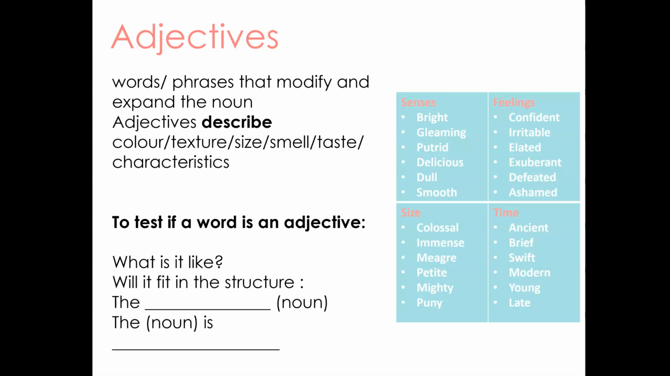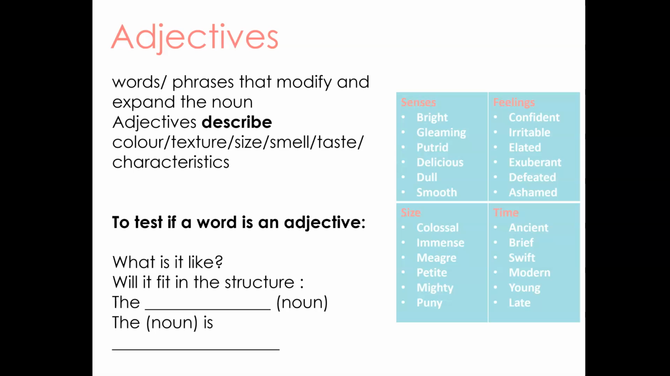Adjectives can also describe the size of something, give us a sense of its power or weakness, its strength. So they might show us that something is huge, it's colossal, immense. But maybe on the opposite side, then something that is very small, it's meagre or petite, perhaps weak and puny.